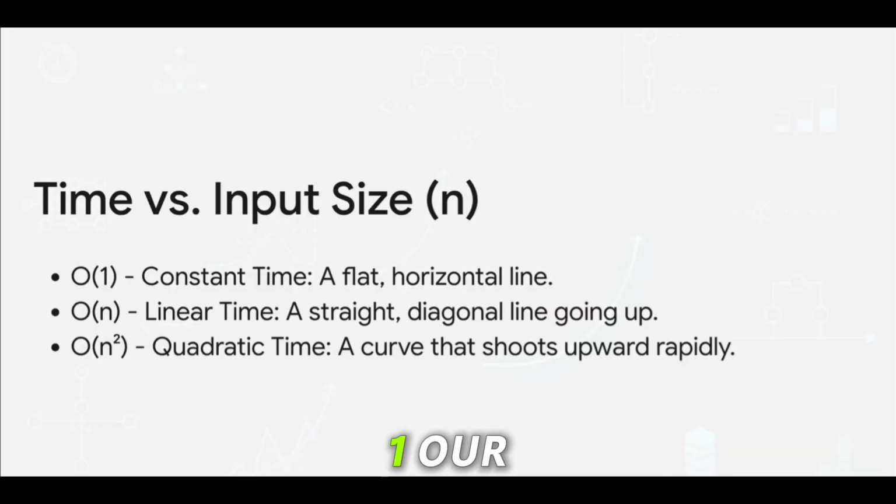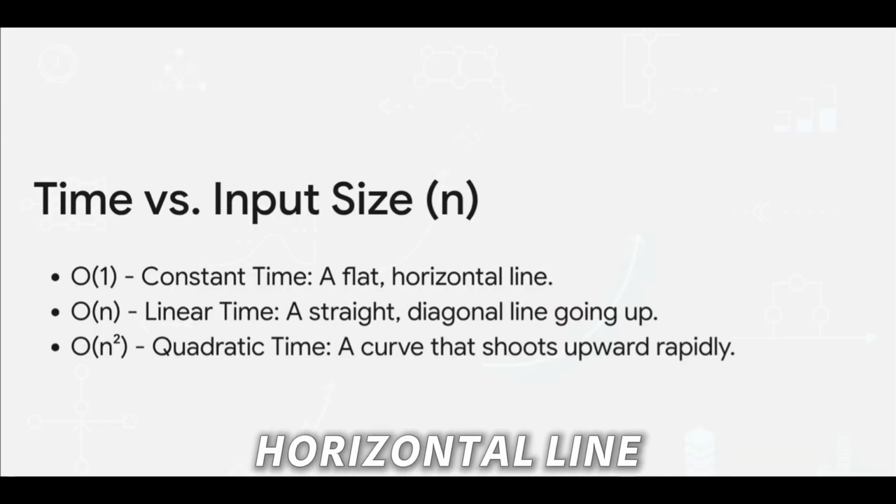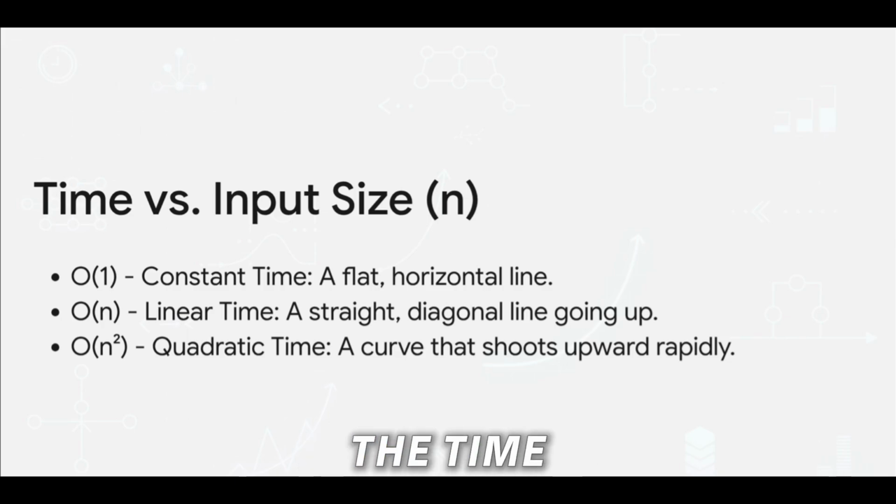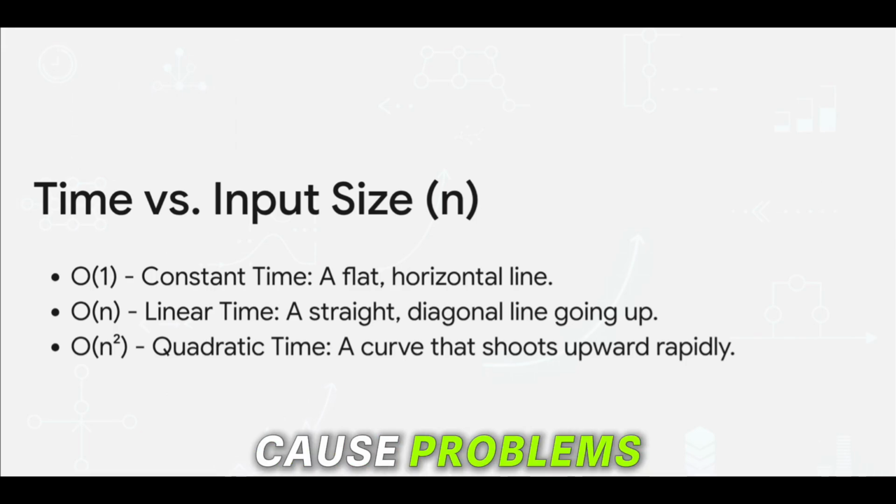So for O of 1, our magic map, the graph is just a flat, horizontal line. More books? Who cares? The time stays the same. For O of n, our one-by-one search, it's a nice, steady, diagonal line going up. Predictable. But O(n)², that's a whole different story. It starts out low, but then it curves and shoots straight for the sky. That sharp curve is the visual definition of an algorithm that's going to cause problems.